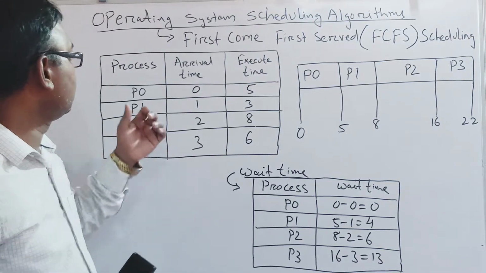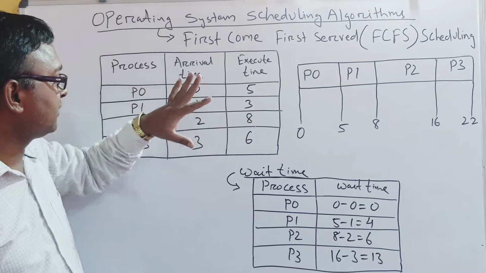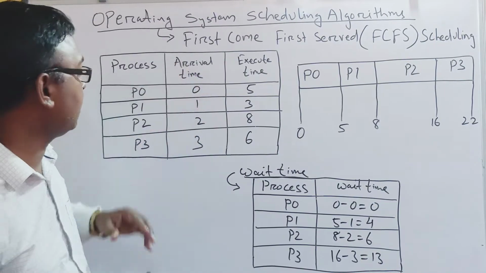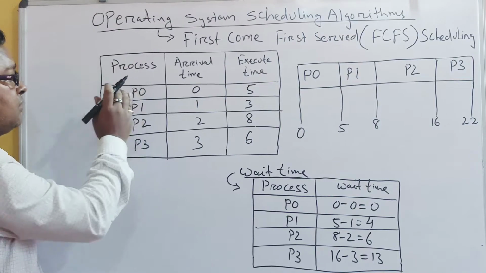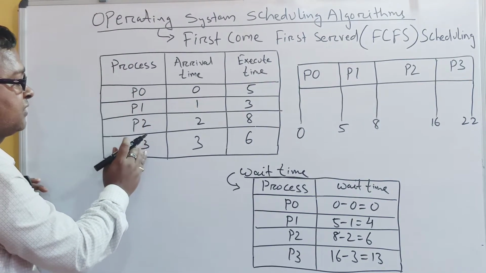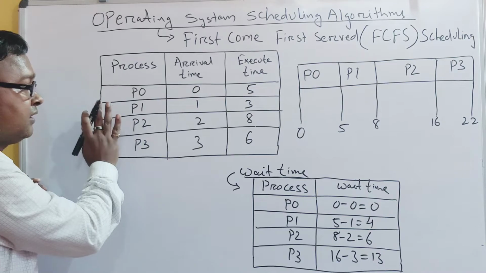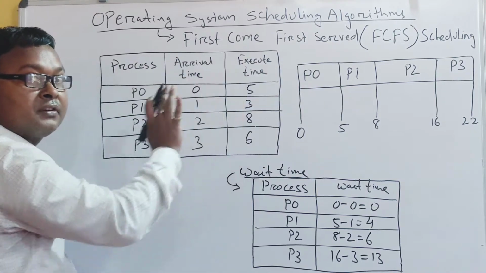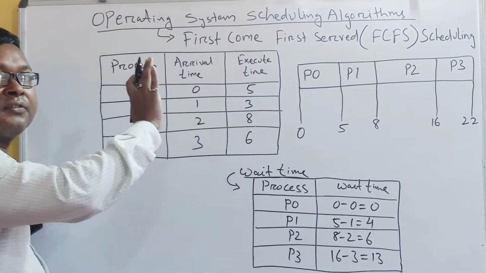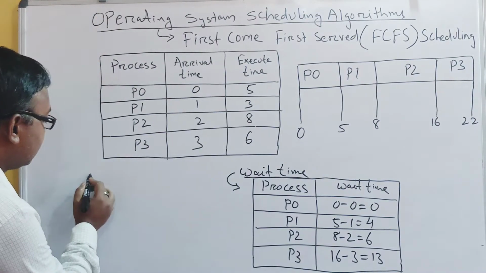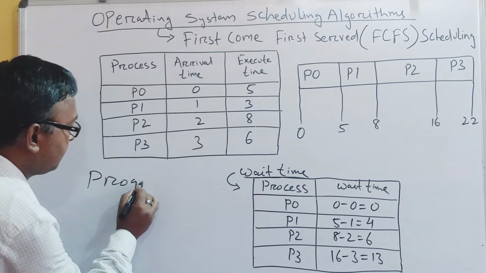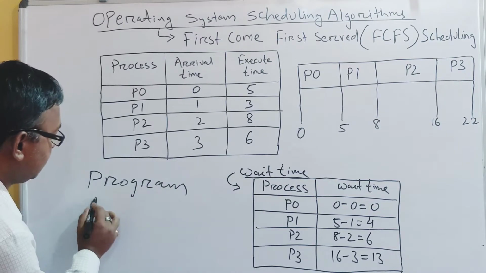Let us see this table. Process P0, process P1, process P2, process P3 are trying to enter the processor for execution. Right now, here one term is there. What do you mean by a program and a process?